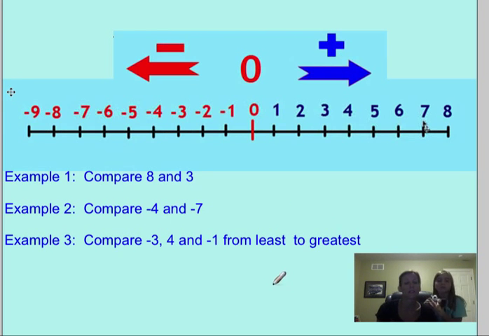All right, so we're going to go ahead and press pause after we figure out that we need a number line from -9 to +9. Go ahead and press pause and get all that down.